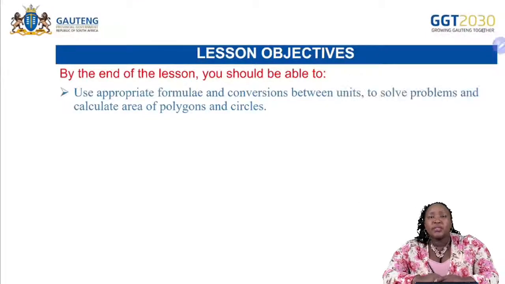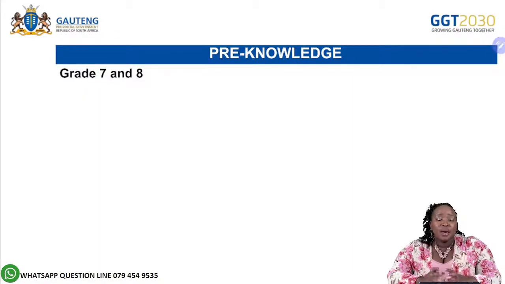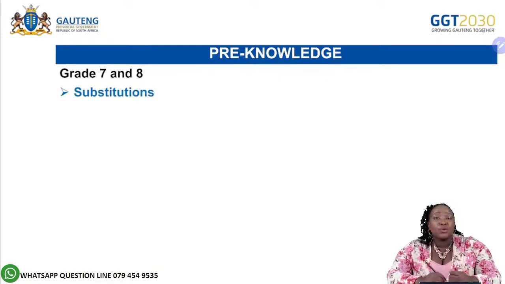So let's look at the lesson objectives for today. By the end of this lesson, you should be able to use appropriate formulae and also conversions between units to solve problems and also calculate the area of polygons and circles. So today's questions are mostly the types of questions you will find in an exam. So you definitely need your thinking caps on, okay?